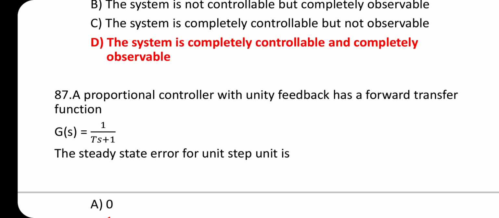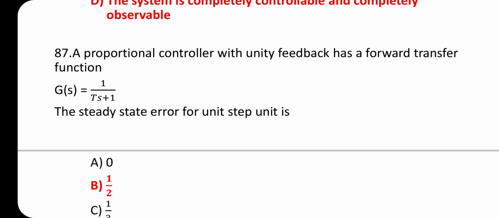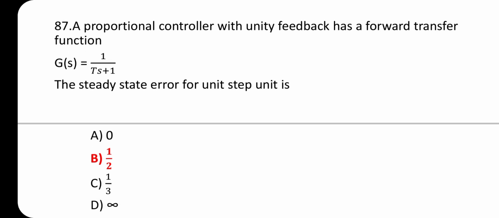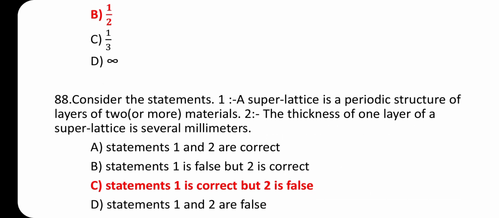A proportional controller with unity feedback has a forward transfer function G(s) equal to 1 by Ts plus 1. The steady state error for unit step function is option B, 1 by 2.